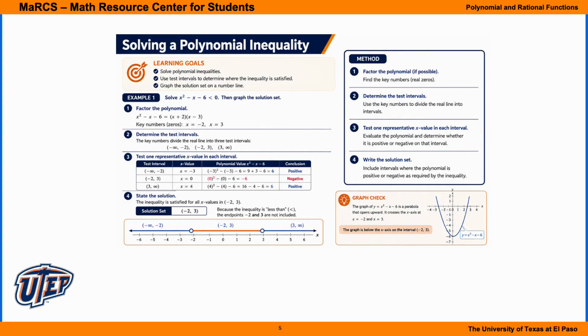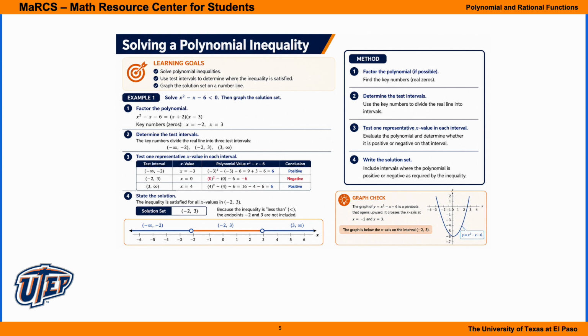So to the right, we just have the method over again. So first, you factor the polynomial if possible. 2, you determine the test intervals. 3, you test one representative x value in each interval. And then 4, you write the solution set based on the inequality that you are trying to check.